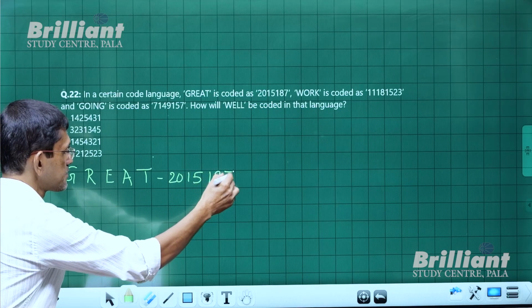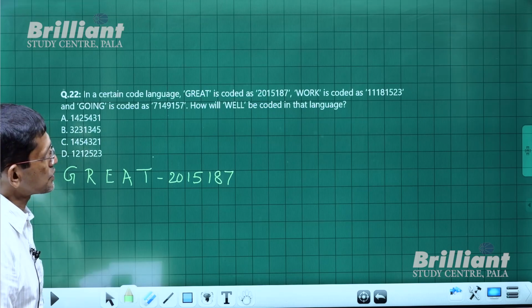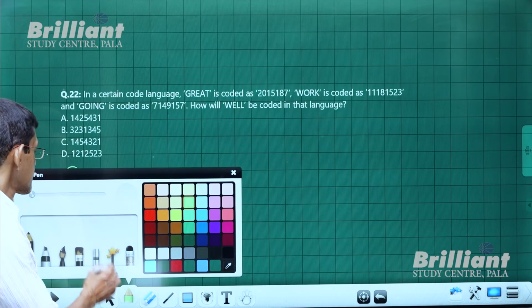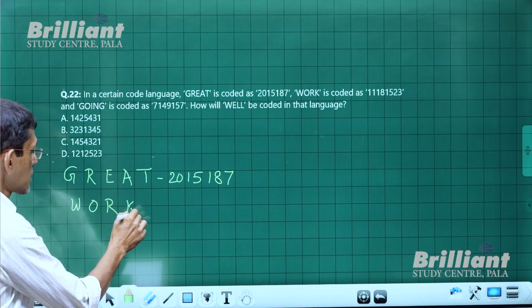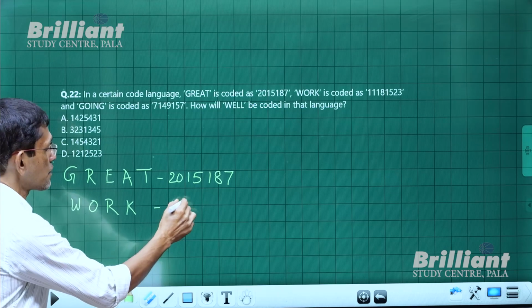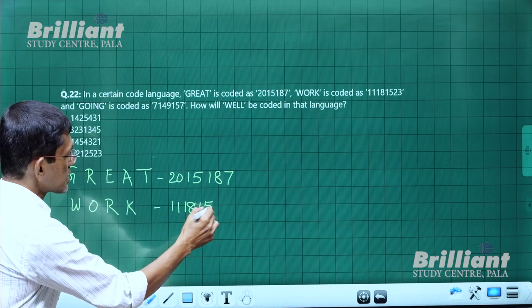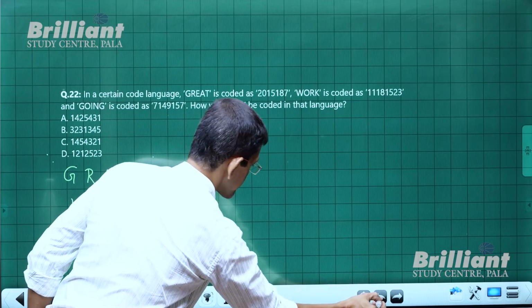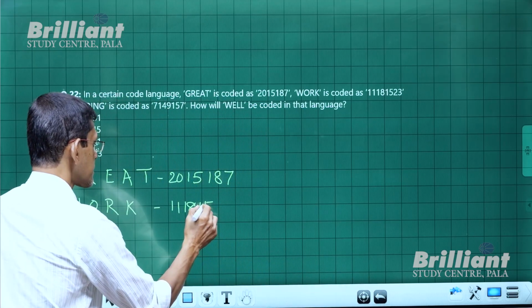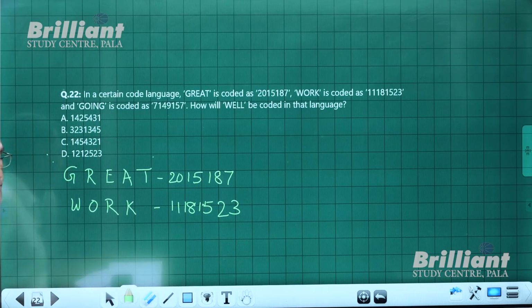Next one, work is called as 11181523. Work is called as 11181523. So what is it?